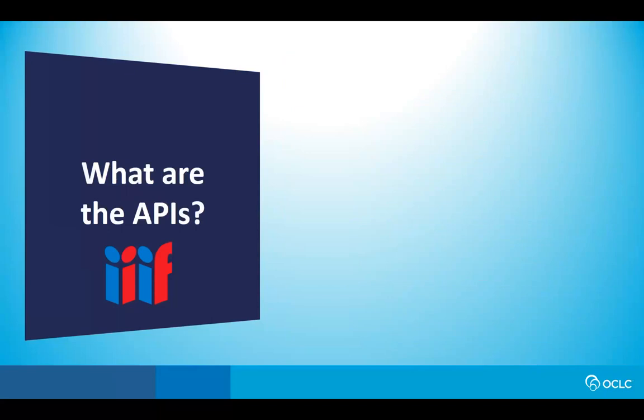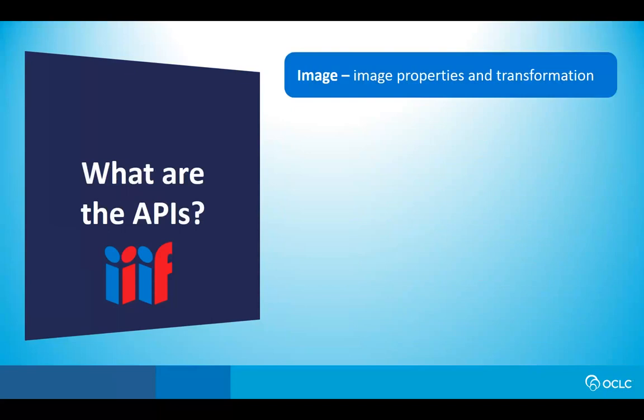So what about those APIs? There are several APIs that have been defined in IIIF. There is an image API, which you can use to get basic information about an image. How large is it? What zoom levels are supported? That's a JSON response to just get those details. And then, of course, you can get the image.